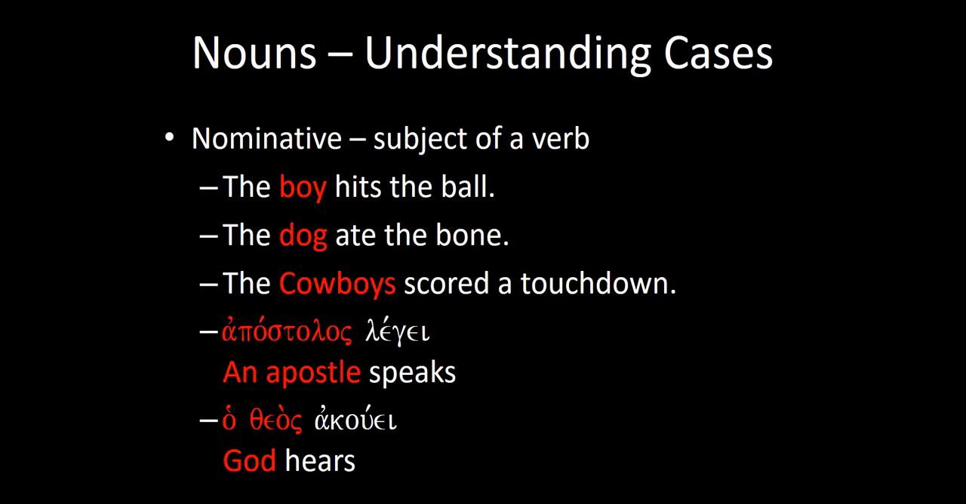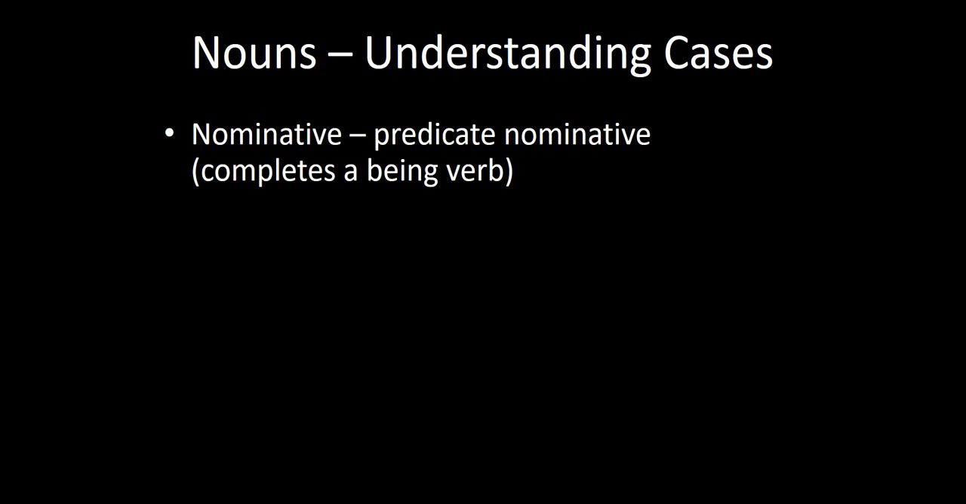Another pretty typical use of the nominative is called a predicate nominative. The first thing I would try is a subject, but a predicate nominative is also very common. A predicate nominative completes a being verb, such as I am a Christian. The word am is the being verb, and a Christian is a noun that's completing the being verb am. I am a Christian. Christian would be a predicate nominative. You are sons. Sons would be a predicate nominative.